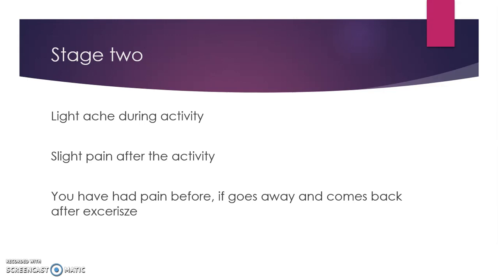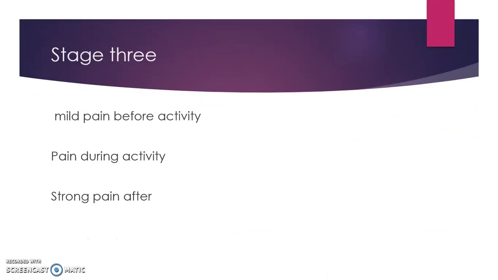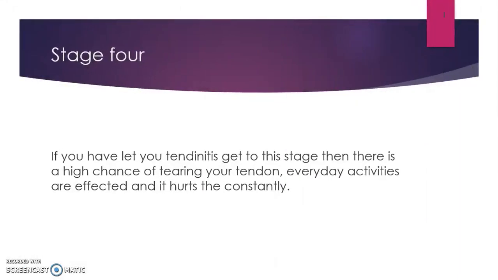If you've had pain before, it goes away and then comes back after exercise. Stage 3 is mild pain before the activity, pain during the activity, and strong pain after. And when it gets to stage 4, if you've let tendonitis get to this stage, there's a high chance of tearing a tendon. Everyday activities are affected and it hurts constantly.